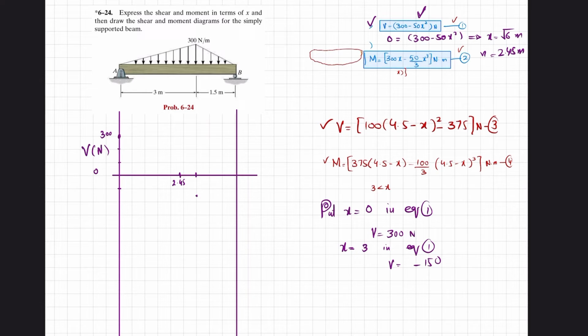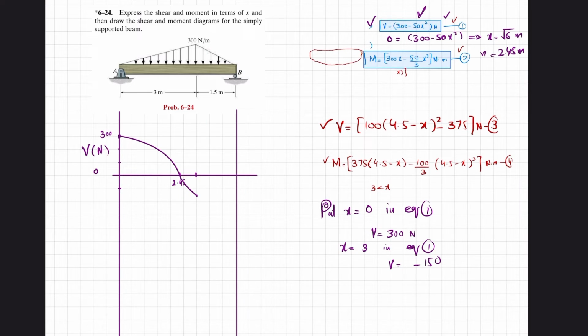And it is better if you put each and every value of x, so you will get a better shear force diagram. So it will be like this. It will be like this, but then you have to do this.